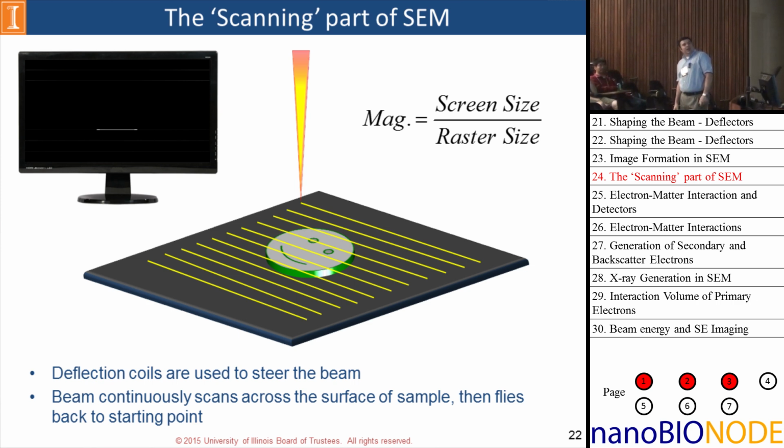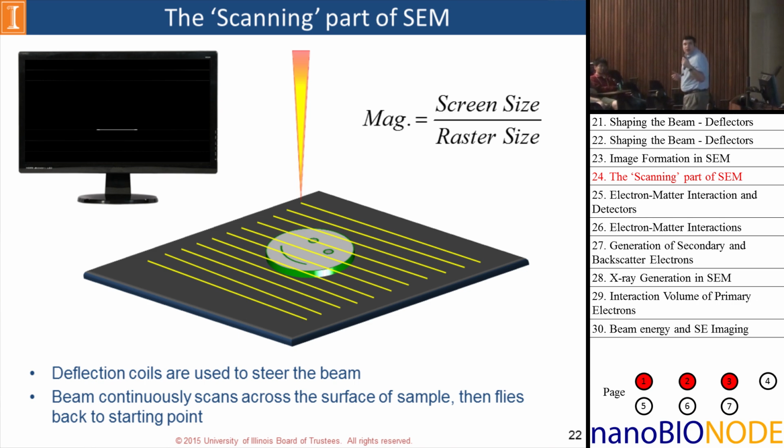Very good. The beam will scan, scan, scan, and this is what you start seeing on the screen. Then as it finishes, the beam will come back and start scanning again. It flies back to its initial point, starts scanning, and goes over and over and over again. That's your live imaging mode in the SEM.